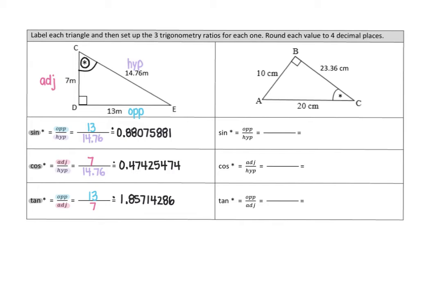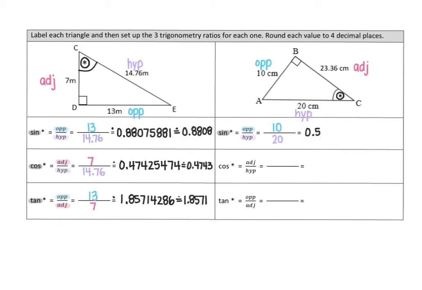The instructions in the question ask us to round each one of these values to 4 decimal places. With our second triangle, our reference angle is still at the location of C, so our opposite will be across from that at 10. Our right angle points to the hypotenuse at 20, and the adjacent is the remaining side between the right angle and your reference angle at 23.36. So the sine of theta will be opposite, or 10, over the hypotenuse of 20. So again, in order to evaluate this, we'll do the top number divided by the bottom number.